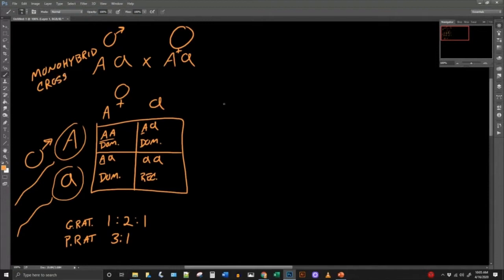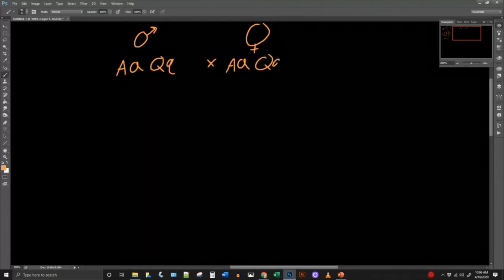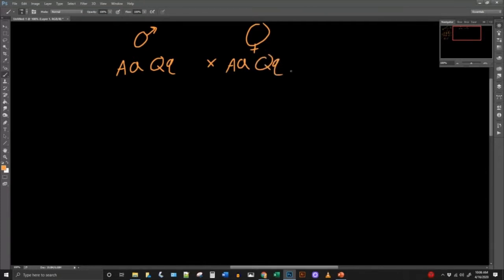But something Mendel became interested in is what happens if we have a dihybrid cross. What would it look like in that situation? So let's say we have two traits, and the parents are heterozygous for both traits. So parent number 1 is heterozygous for gene A, and heterozygous for gene Q. Parent number 2 is heterozygous for gene A and heterozygous for gene Q as well.